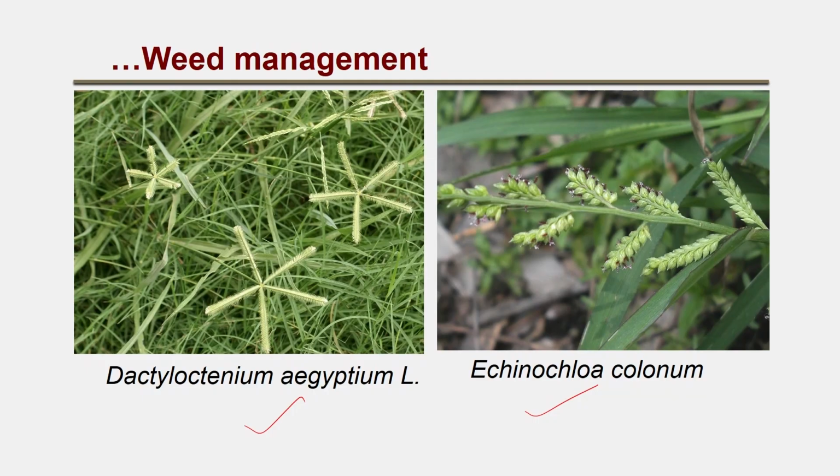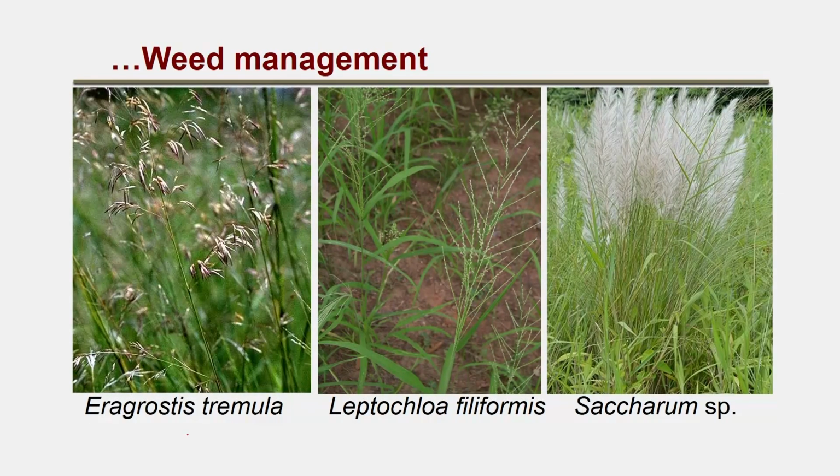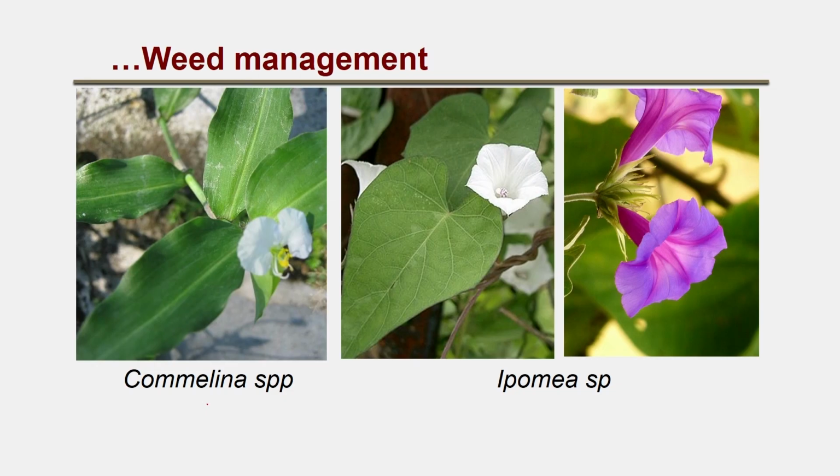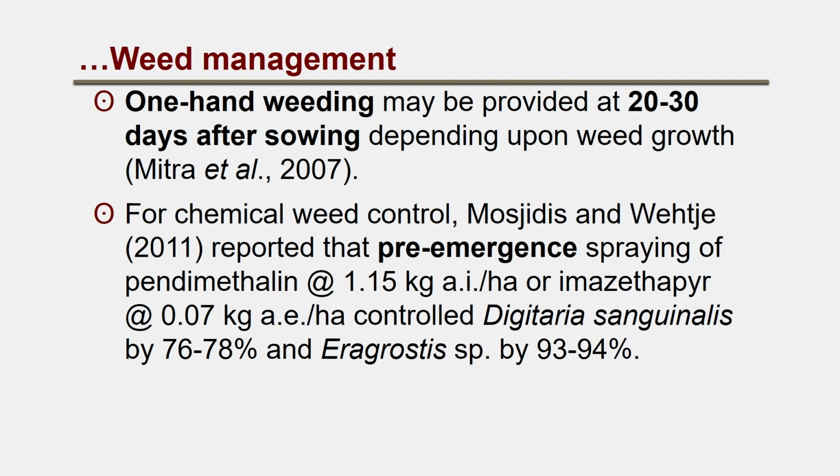This is a very common weed in cereal crops also during Kharif season or rainy season. Now you see Eragrostis tremula, you can see Leptochloa filiformis and Saccharum species. Now see some broad-leaved weeds, Euphorbia hirta and Eclipta alba. This is Commelina species having bluish or light bluish color of flower, and Ipomoea species is also there in this crop. Now how to manage the weeds?